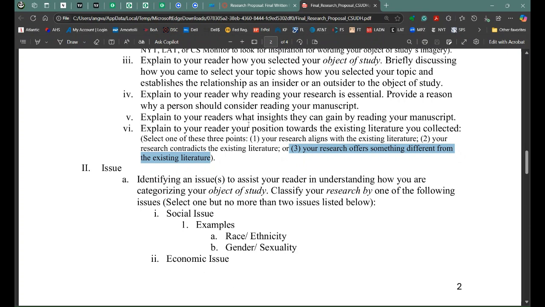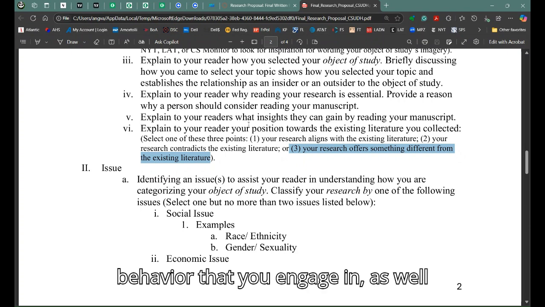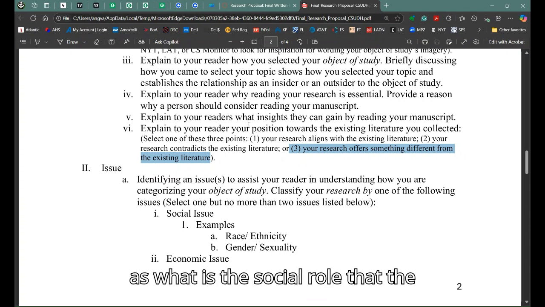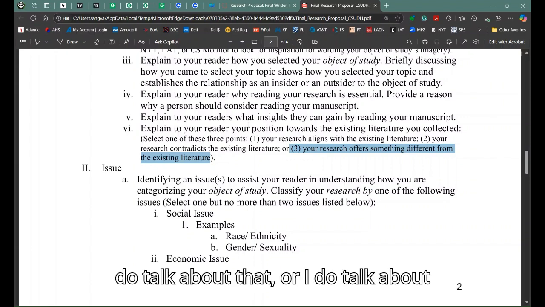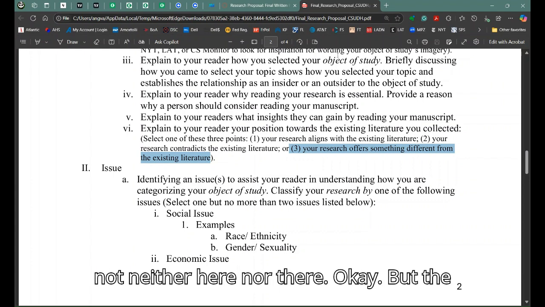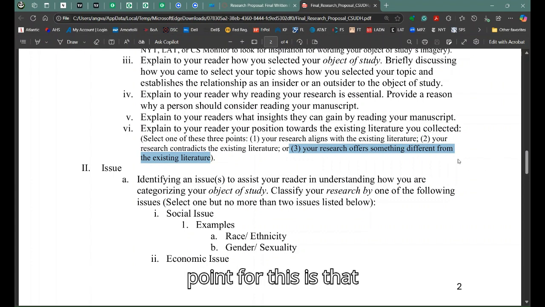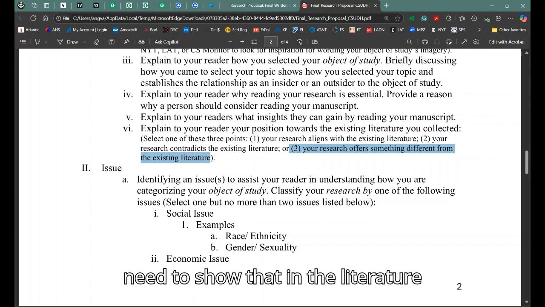Because the social space dictates the type of behavior that you engage in, as well as the social role that the person is occupying. And I do talk about that in my book as well, but that's neither here nor there. Okay. But the point is that if you do say that you're offering something different, you need to show that in the literature review.